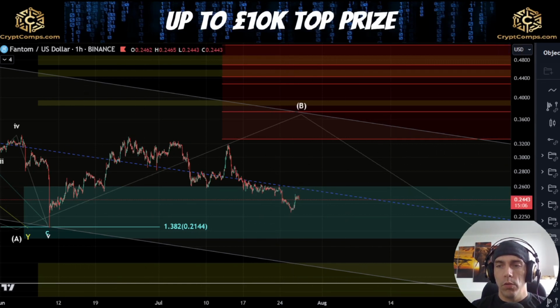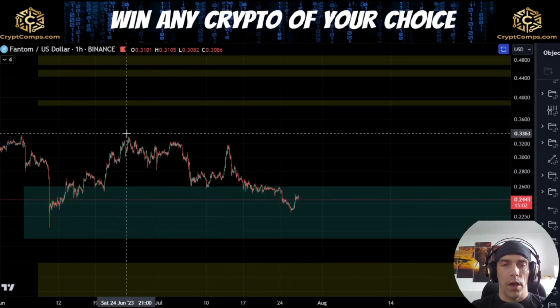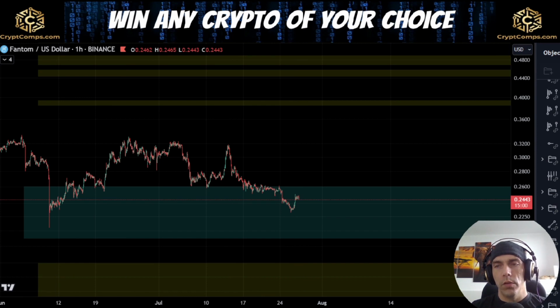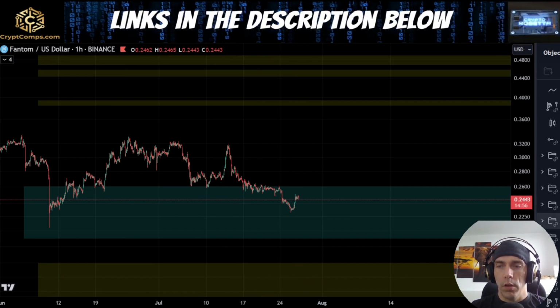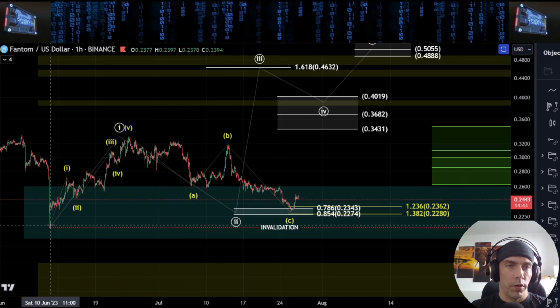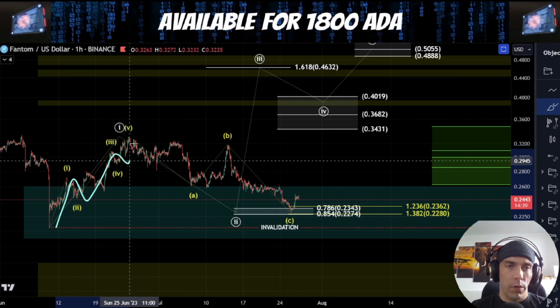Now the other way we were talking about this move is saying that this could be a diagonal pattern, and we're looking for this as a potential B or a wave 2. Now within that secondary count, we were saying we were looking for this possibility of a break to the upside here. What we're saying is that this could be 1, 2, 3, 4, and 5.